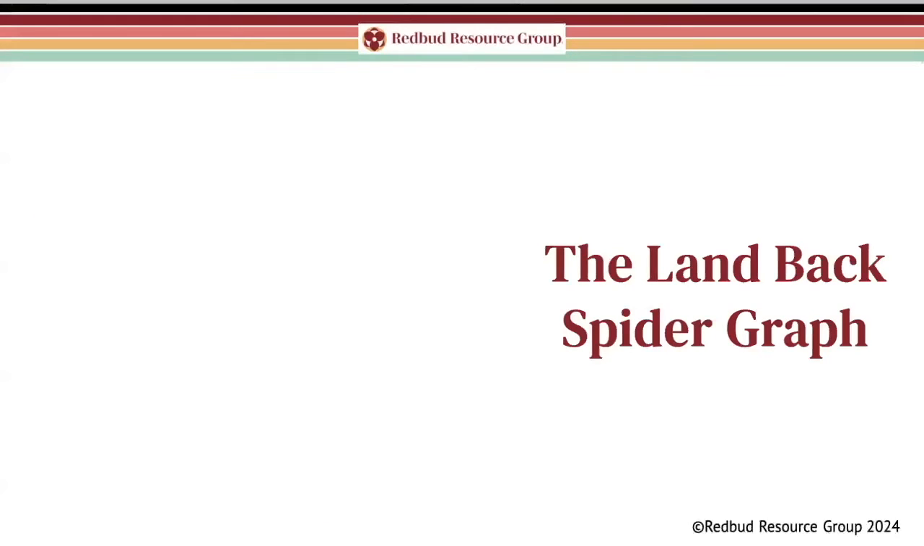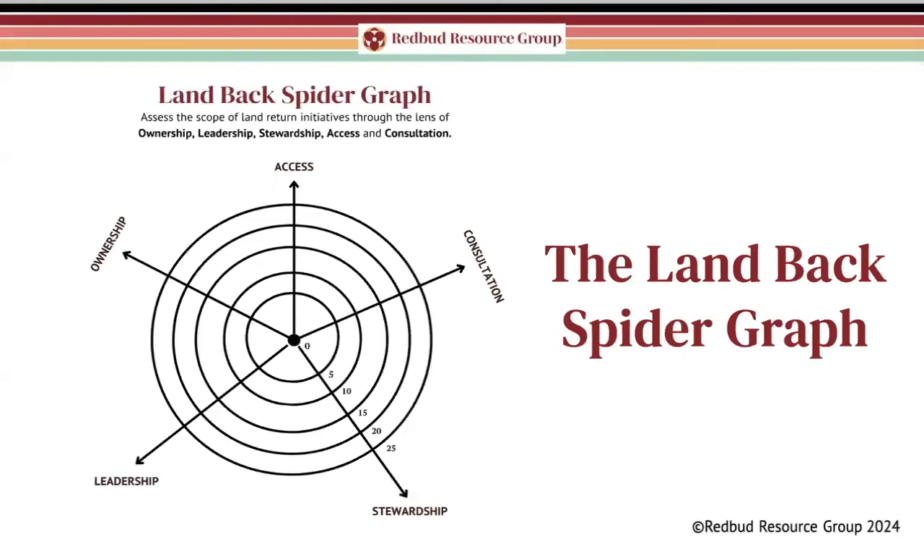Now that we have an understanding of what land back means, let's learn how to use the land back spider graph. Redbud Resource Group created this resource tool in the form of a spider graph to help evaluate or assess the scope of land return initiatives through the lens of the following 5 categories: ownership, leadership, stewardship, access, and consultation.